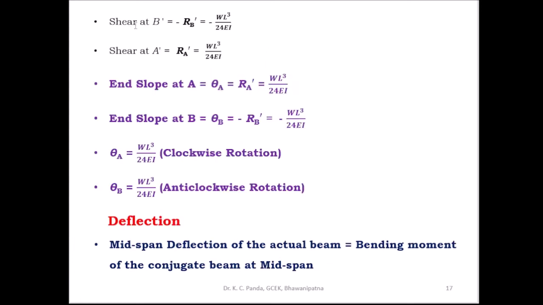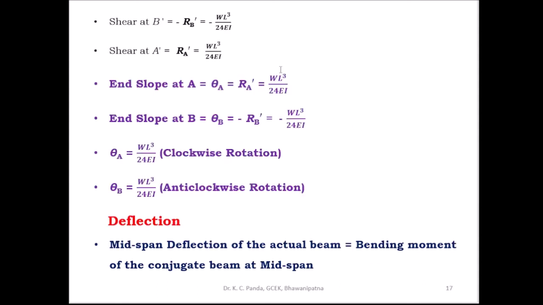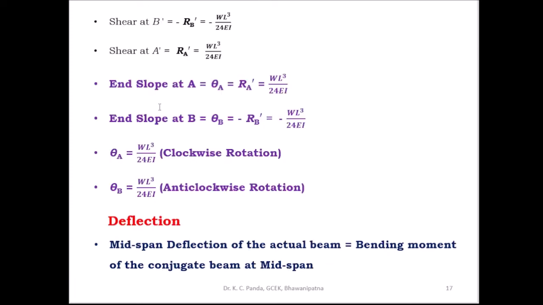Then find out the shear at B dash. Here the reaction is in upward direction, so the shear at B dash is equal to minus RB dash, which is equal to minus WL cube by 24 EI. Similarly, find out the shear at A dash. Here this is upward direction, but this is left side. The left side upward force you have to take as positive, and right side upward force you have to take as negative. So the shear force at A dash is equal to RA dash, which is equal to WL cube by 24 EI.